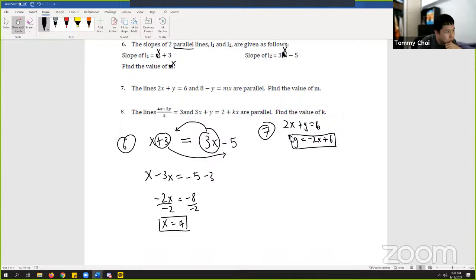So there's my first one here. For my second equation, we have 8 minus y equals mx. Moving it to the other side, I'm going to get negative y is equal to mx minus 8. Dividing everything by negative 1, I'm going to get y is equal to negative mx plus 8. Okay. So these are the two equations I'm working with. And it says these two lines are parallel.